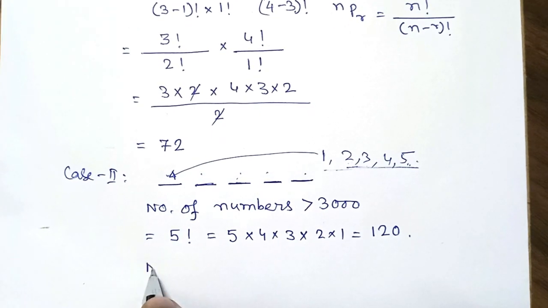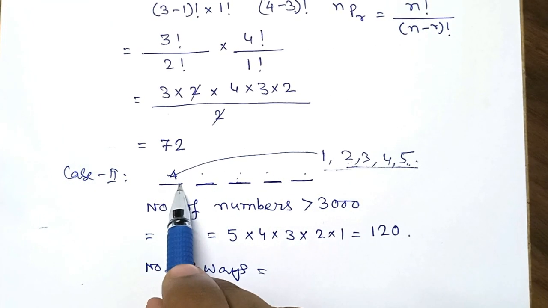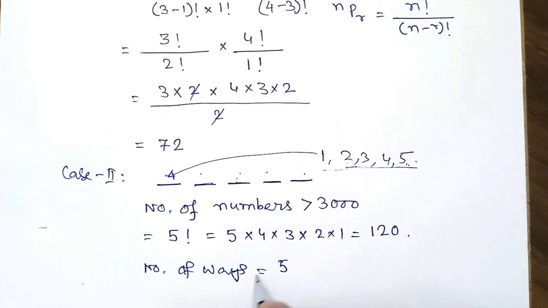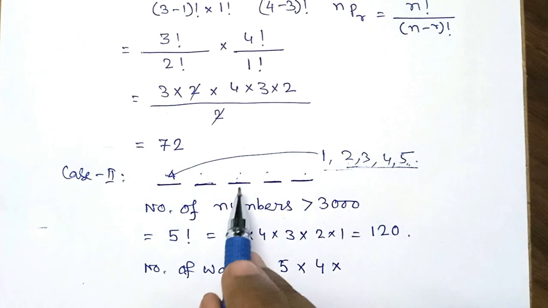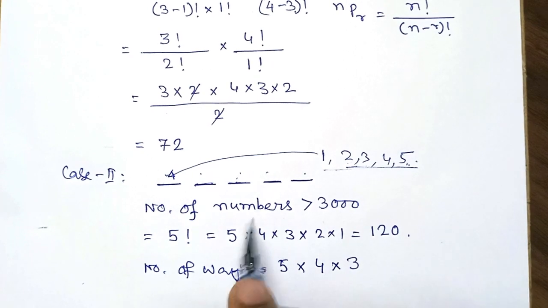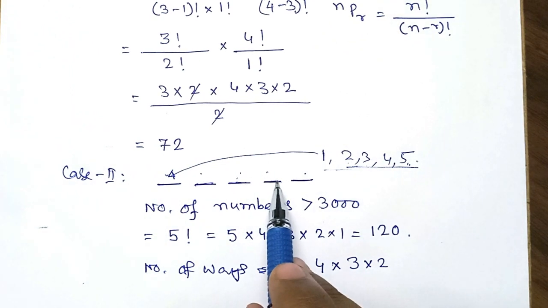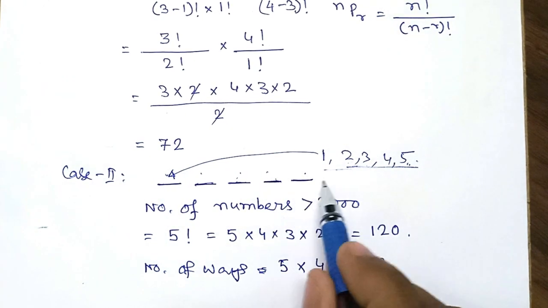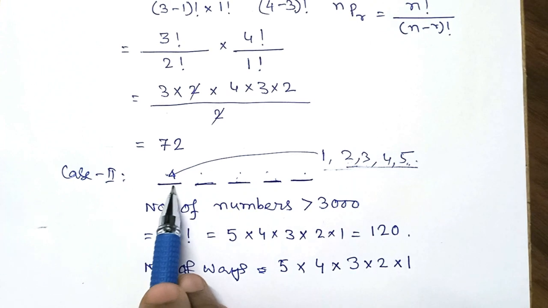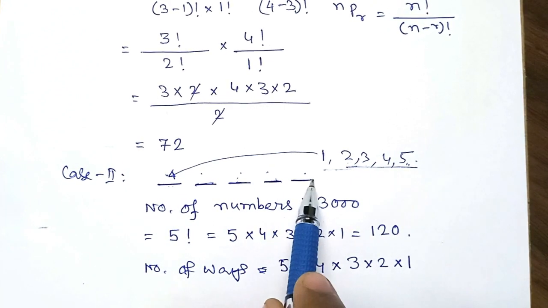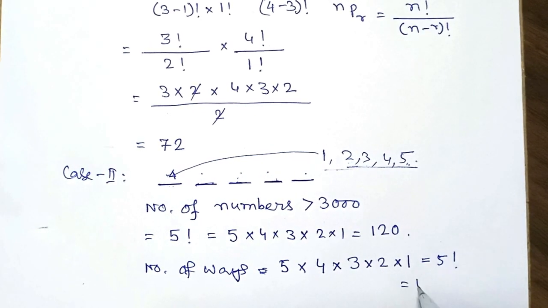So the number of ways for the second case: we have 5 digits, so the first blank space can be filled in 5 different ways, the second in 4 ways, the third in 3 ways, the fourth in 2 ways, because only 2 digits are left at that time as we cannot repeat, and the last blank space in only 1 way, because only 1 digit is left. So it is nothing but 5 factorial, which is 120.